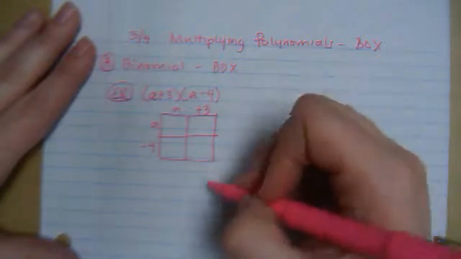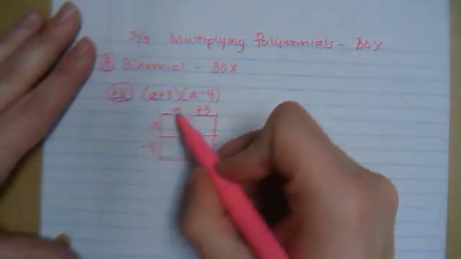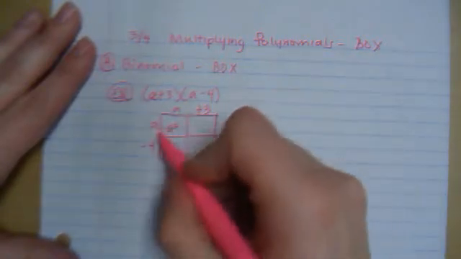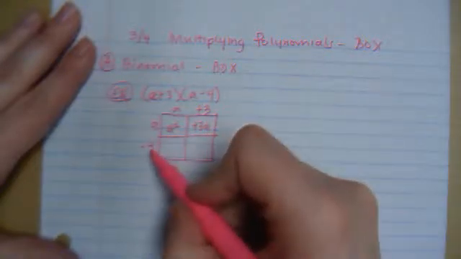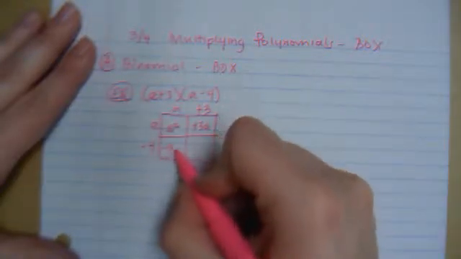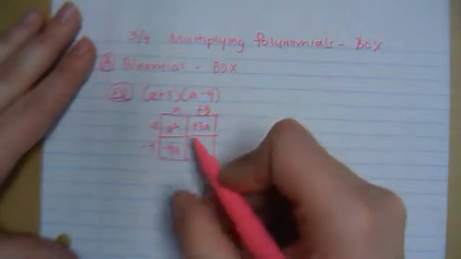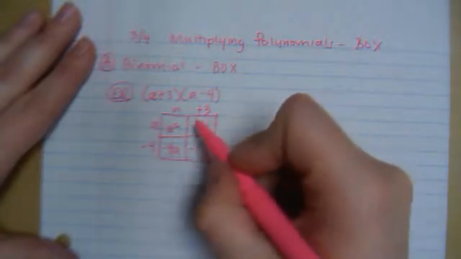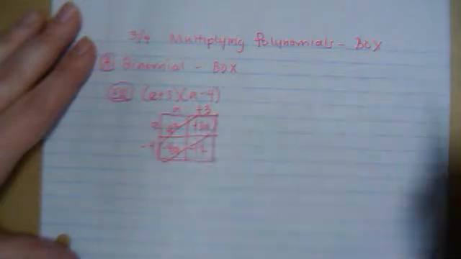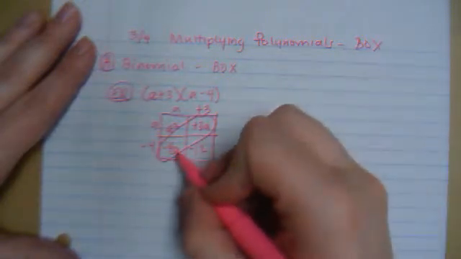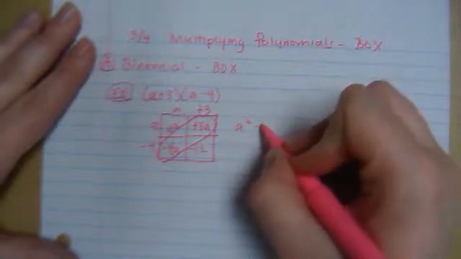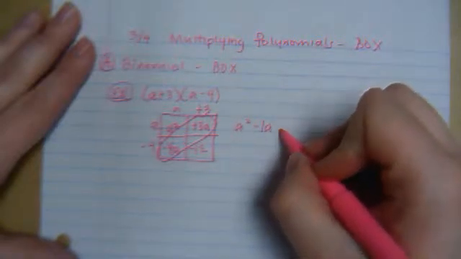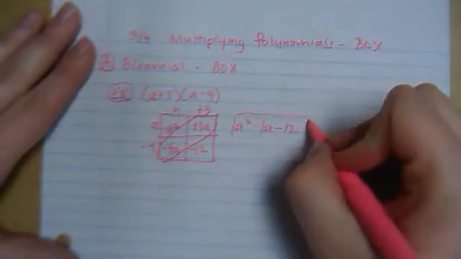Okay, then inside of each box we're going to multiply. So a times a is a squared. Then a times 3 is 3a, positive 3a. Negative 4 times a is negative 4a. And negative 4 times 3 is negative 12. Okay, then I'm going to take my diagonal, because those are my like terms, and I'm going to combine them. So negative 4 plus 3 is negative 1a. So my final answer is going to be a squared minus 1a minus 12.